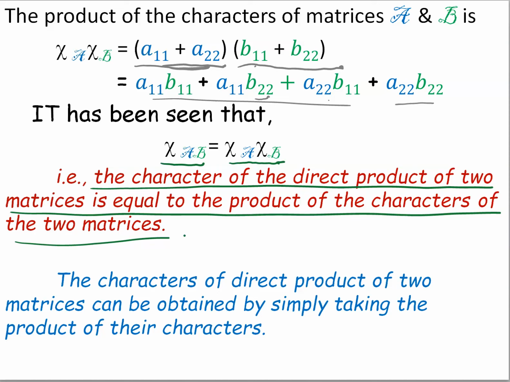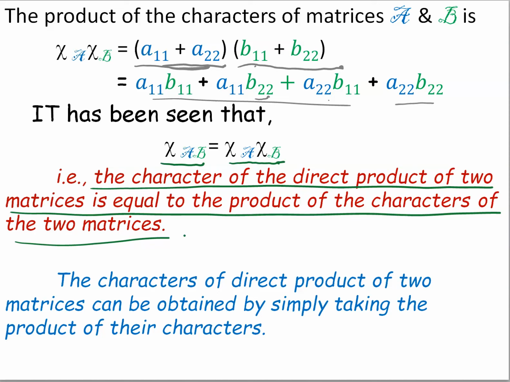We know that we are mainly focusing on the characters. In our usual practice we don't need the whole matrix; we need only the characters. So we need not multiply out the direct products. We need only the characters of the direct product, so it is simply obtained by multiplying the characters of the individual matrices.